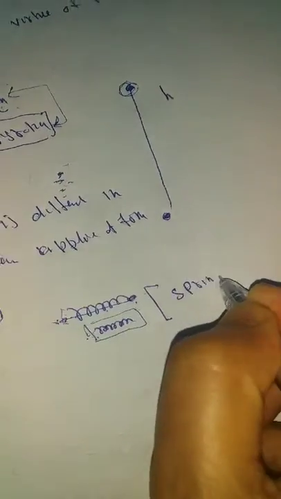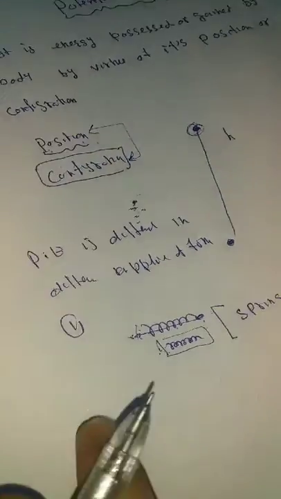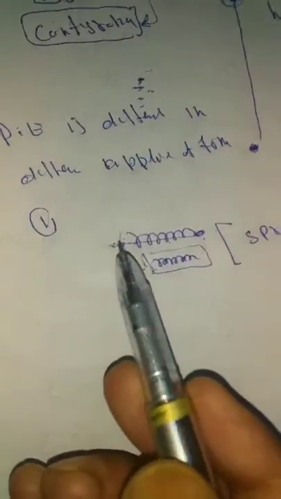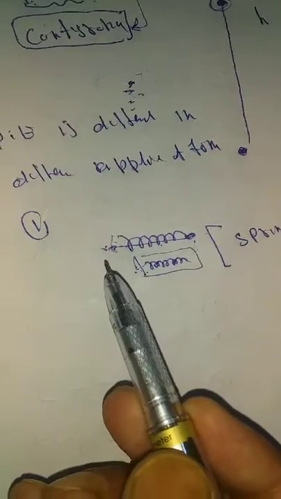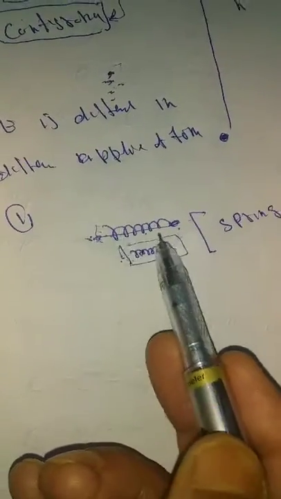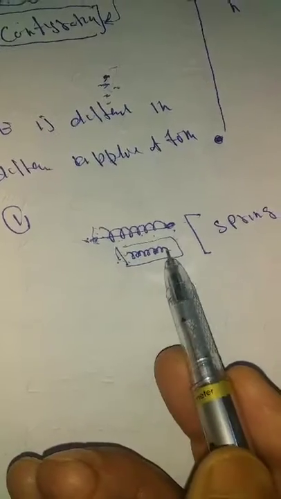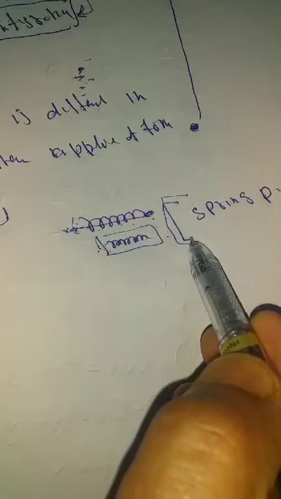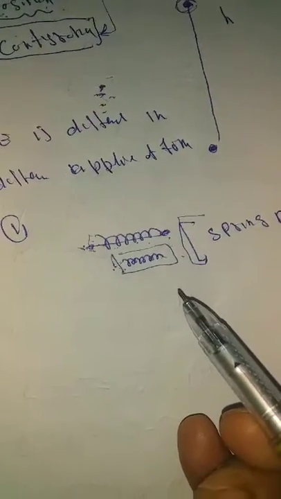Spring potential energy, or some people also call it elastic potential energy. It is called spring potential energy. That means by compressing the spring, energy is stored in the spring. When energy is stored in a compressed spring, it is also a potential energy, but it's called spring potential energy.